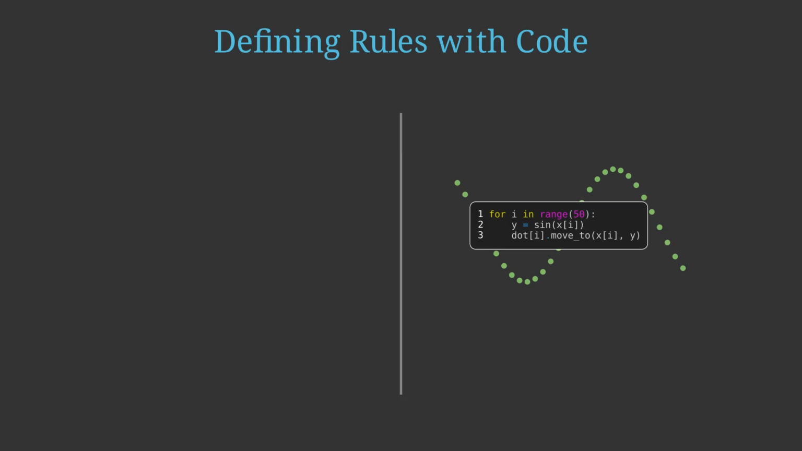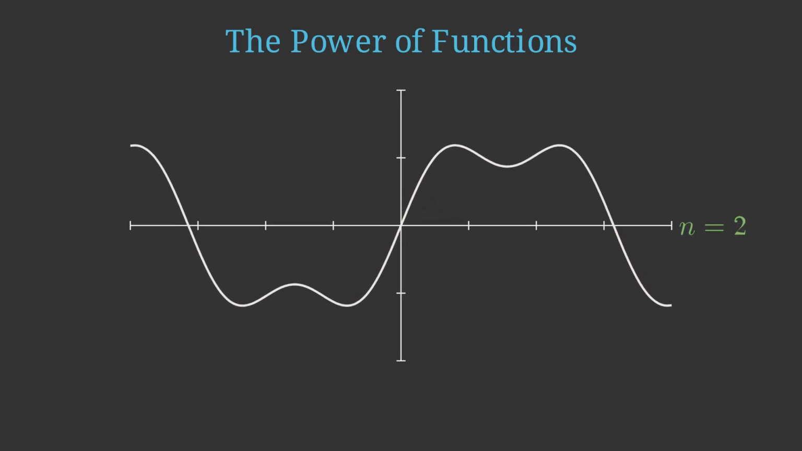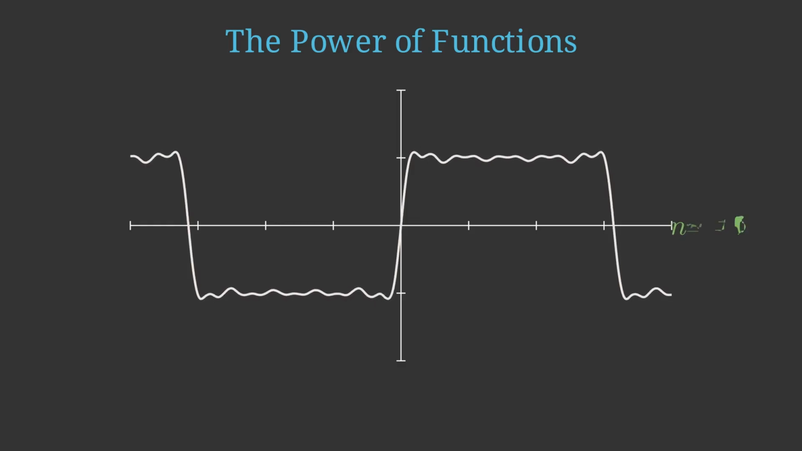With code, you don't tell the computer where to put things. You tell it the rules for where they should be. The real magic happens when things get complex. Want to change the frequency of a wave? In an editor, you'd restart. In code, you change one variable. The math handles the rest. It's not just animation, it's living geometry.